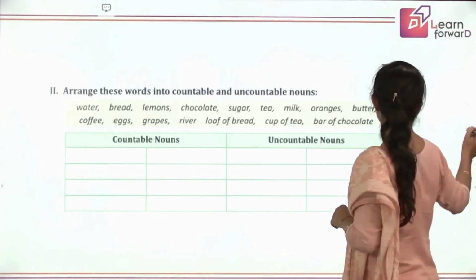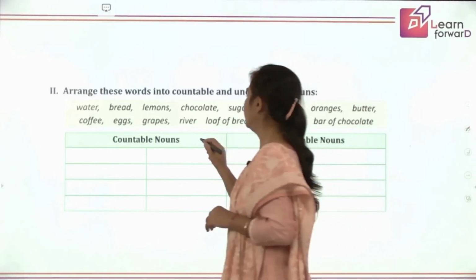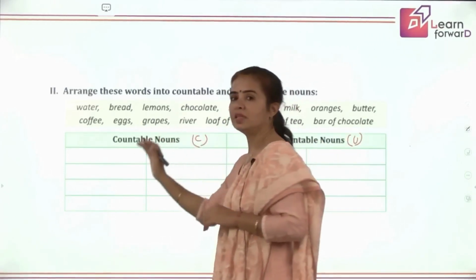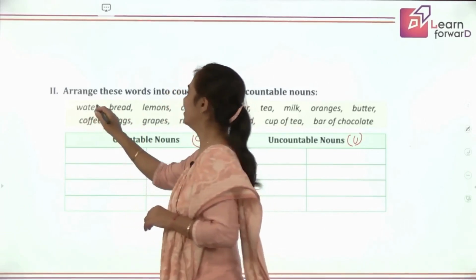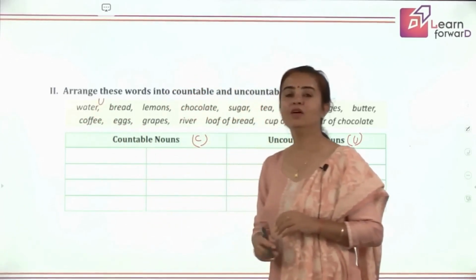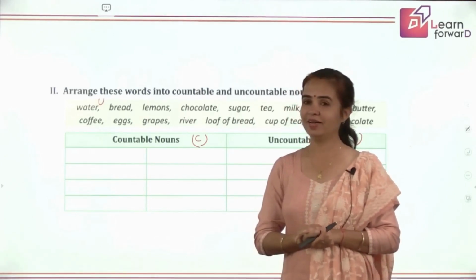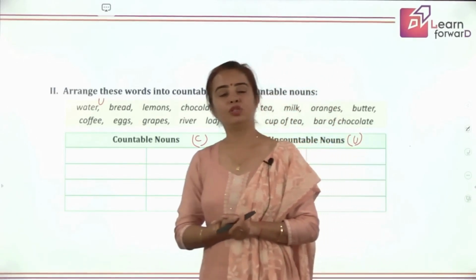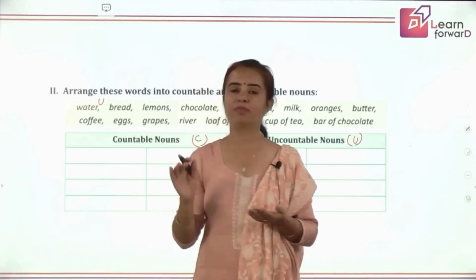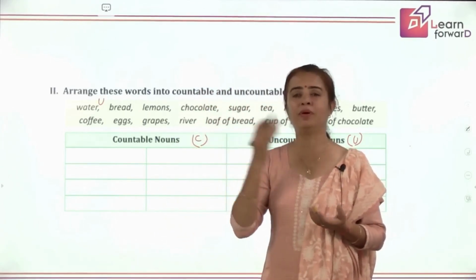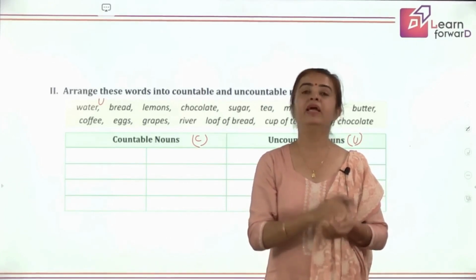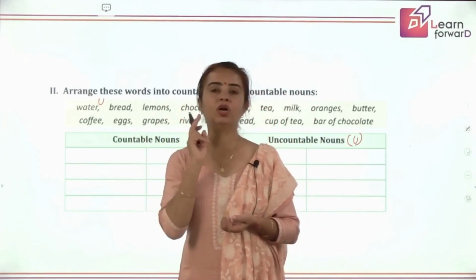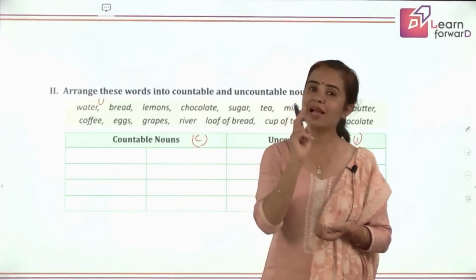So, you will be writing C for countable and U for uncountable in the box itself, and you will be writing in the list below. Water, we just mentioned it's uncountable. What about bread? Can you count bread? No, students, you cannot count bread. What you can again count is the slices of bread. We normally say go and get one bread from the market, but actually it is not a bread, it is a packet of bread. So what you are counting are the packets. Bread is not countable, the packets are countable, the slices of bread are countable.